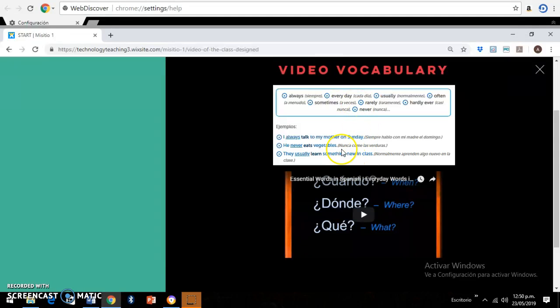students identify vocabulary and the use of the questions: when, where, what, and identify important adverbs of time. For example, always, every day, usually, often, sometimes, rarely, hardly ever.